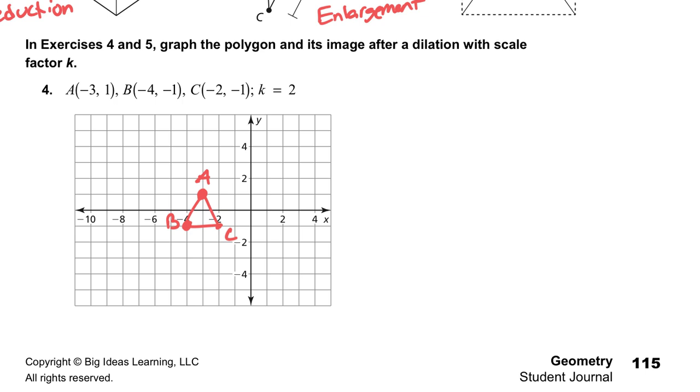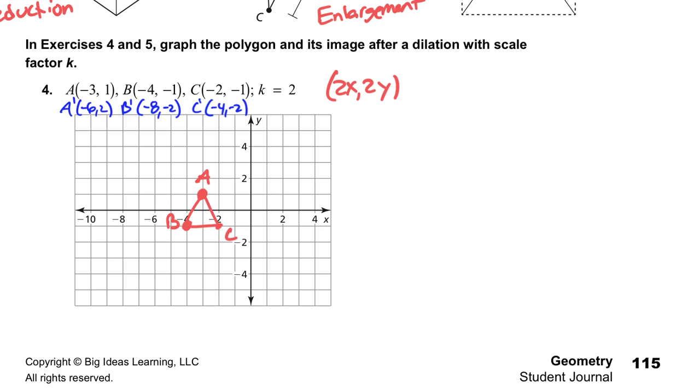Now we want to multiply everything by 2. So that means we want 2x and 2y. So I'm going to write down underneath here, what are those values? So A prime, multiply everything by 2, I get negative 6, 2. B prime, I get negative 8, negative 2. And then C prime, I'm going to get negative 4, negative 2. So now we're going to graph that.